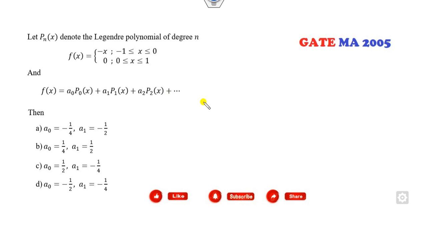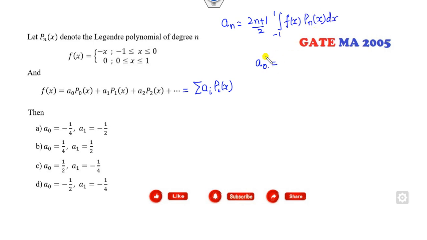Okay, look at this another one. Again you can see I can write this value as a_n P_n. Very simple. Now what do you want to do? A0. What is the a_n formula? It is (2n+1)/2 times the integral from -1 to 1 of f(x) P_n(x) dx. So when you write A0, it will be my half.